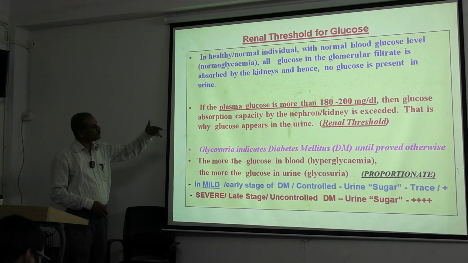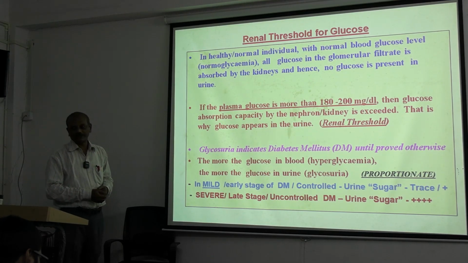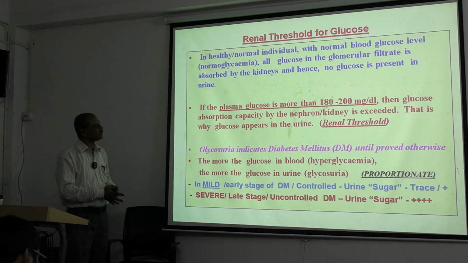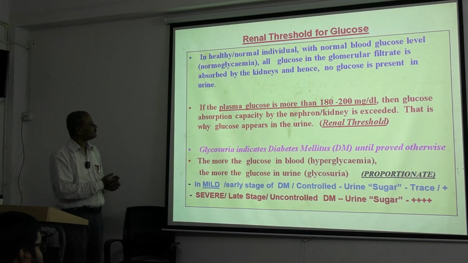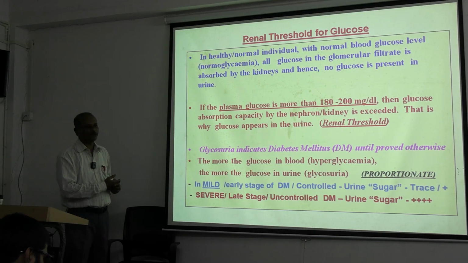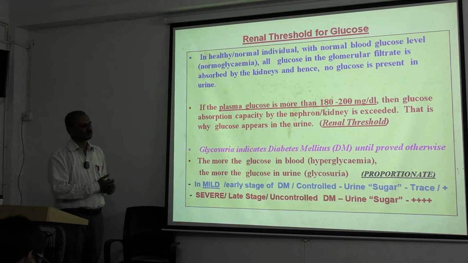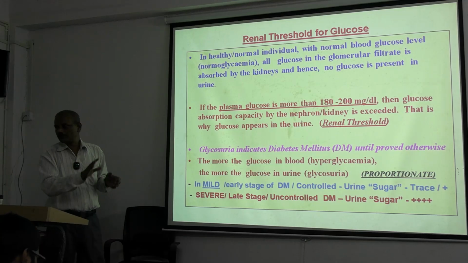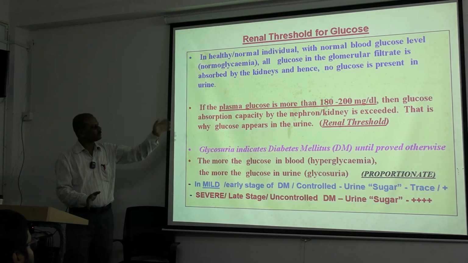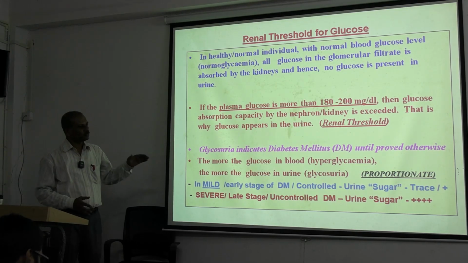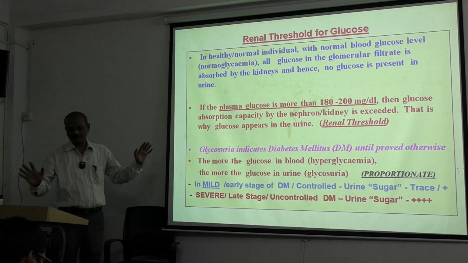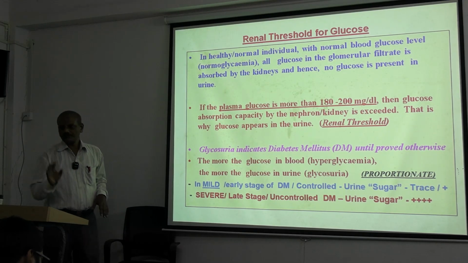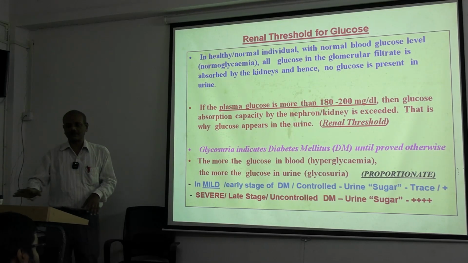Now, if the plasma glucose is more than 180 to 200 milligram per deciliter, then the glucose absorption capacity of the nephron or kidney is exceeded. That is why glucose will appear in the urine. That is called the renal threshold. Each substance has a different figure. Here we are discussing glucose. Now glycosuria means diabetes in any individual in a clinical setup until proved otherwise. It means the first thing you have to rule out is diabetes.